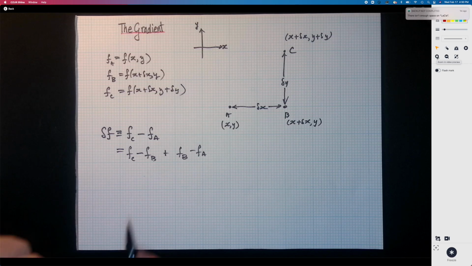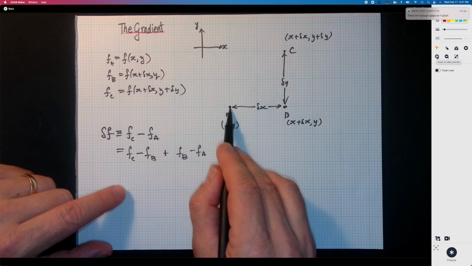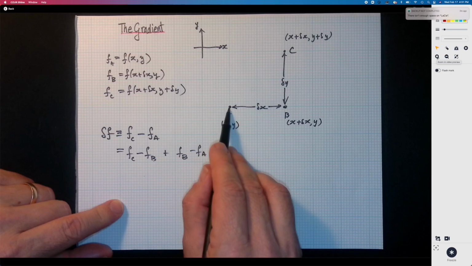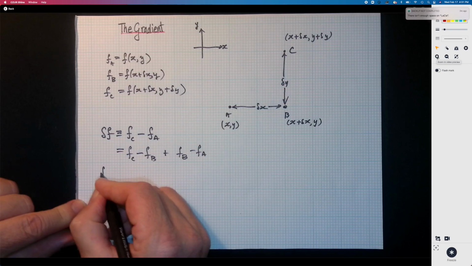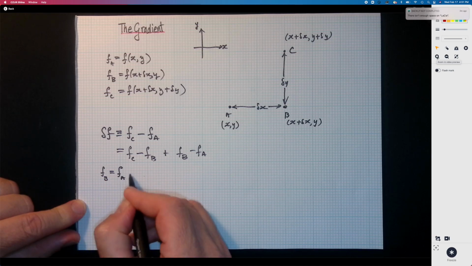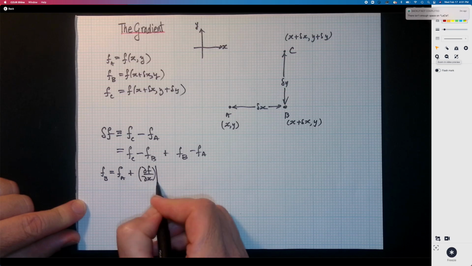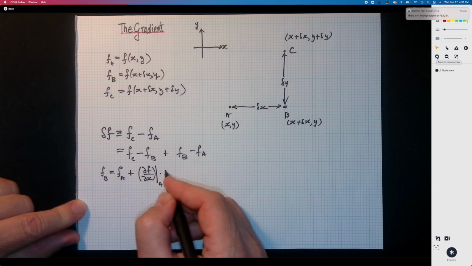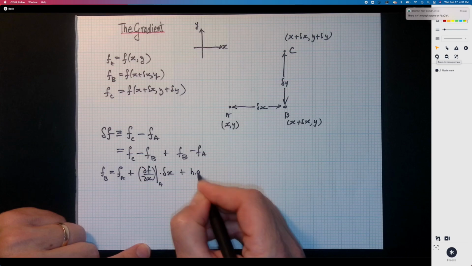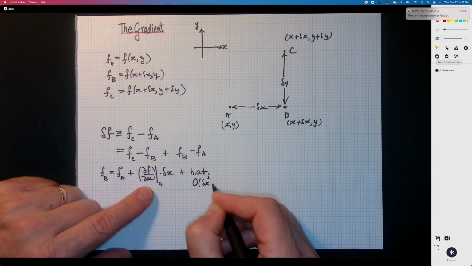Now the next step will be to expand the function f in a Taylor series about the point A. So I'm going to pick the point f at B and expand it in a Taylor series about the point A. So f at B is f at A plus the partial f partial x evaluated at the point A times delta x, plus the higher order terms. Higher order terms, in other words, terms of order delta x squared or higher.